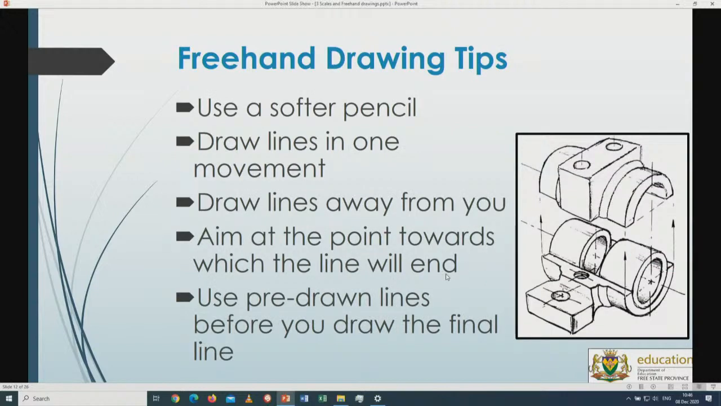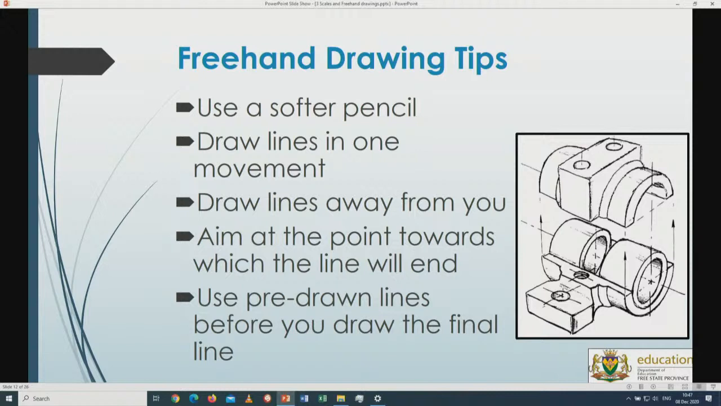And then also most of the time we'll use a softer pencil, so we will go to the H range, or maybe an H3, or to the B range, maybe a B1 or a B2. An H2 or an H1 pencil or an HB pencil will be fine with freehand sketches.